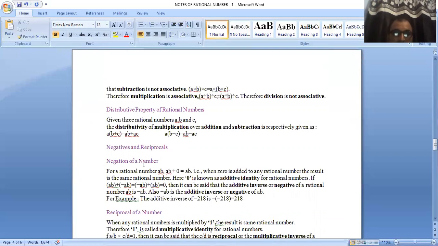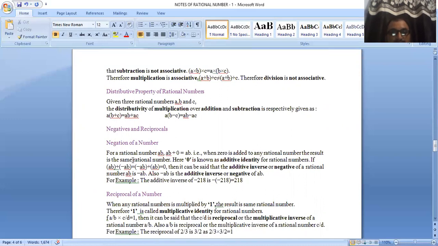Okay, negative and reciprocals of rational numbers. Negative of a number. For a rational number a upon b plus 0 equals a upon b. When 0 is added to any rational number, the result is the same rational number. Here 0 is known as the additive identity for rational numbers.